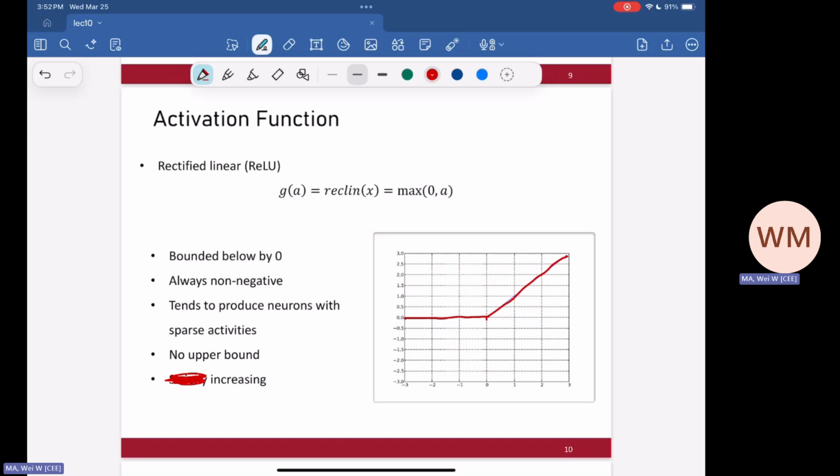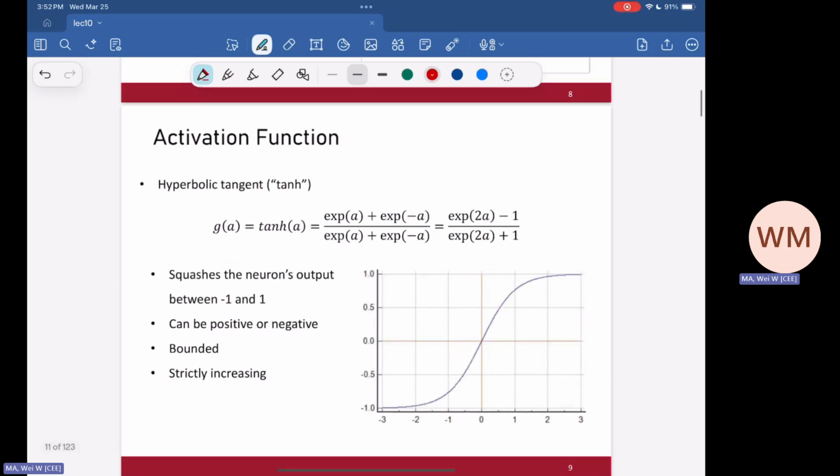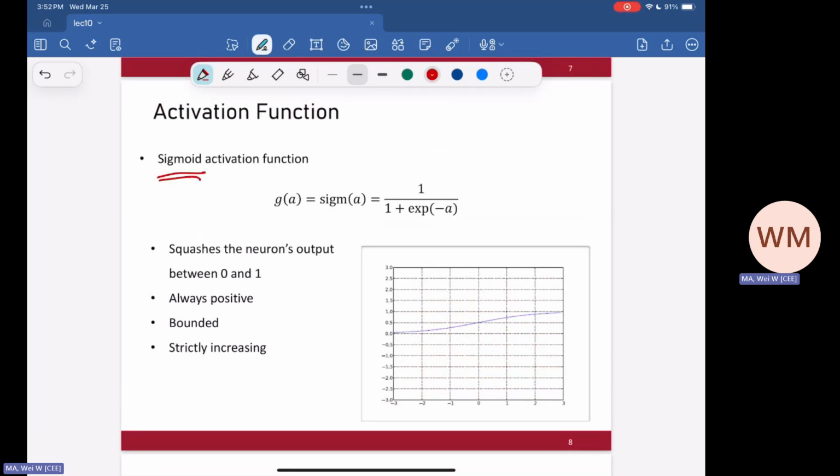ReLU is very recent, I think within the last 20 years people developed this new activation function. It's pretty useful and very powerful. In the past, when people talked about neural networks, the first one they developed was the sigmoid.